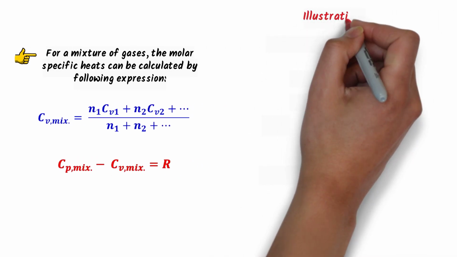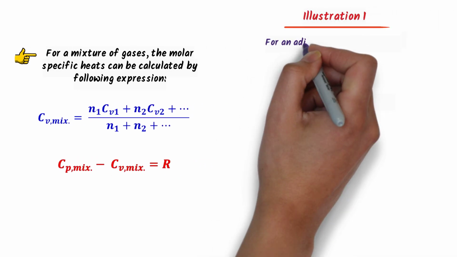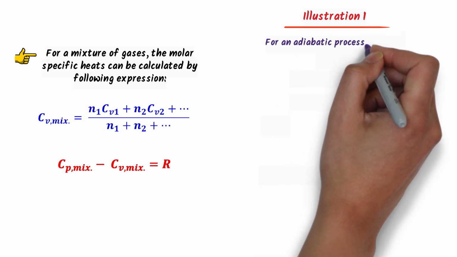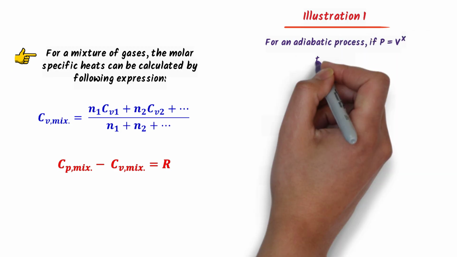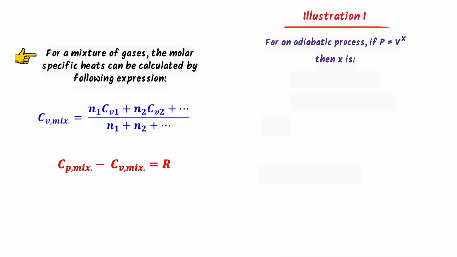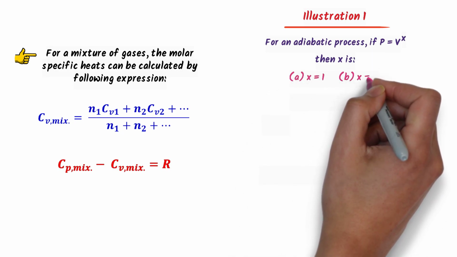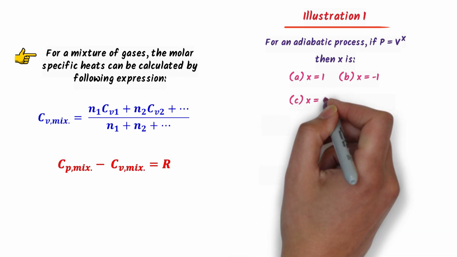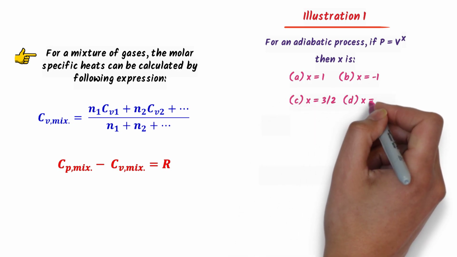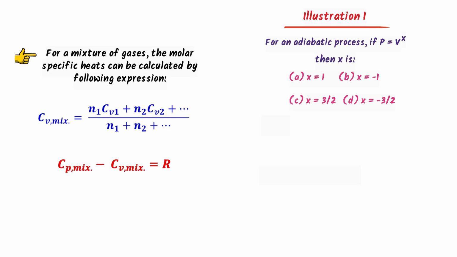We have the first illustration that says, for an adiabatic process, if P is equal to V raised to the power X, then X is. We have the following options. Option A, X is equal to 1. Option B, X is equal to minus 1. Option C, X is equal to 3 by 2. And option D, X is equal to minus 3 by 2.